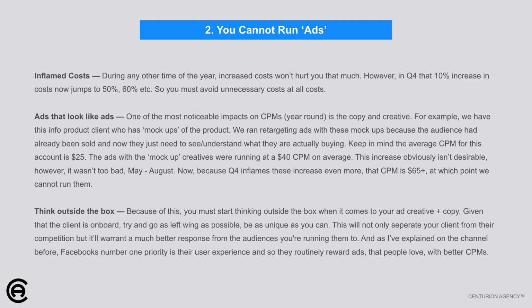Given that the client is on board, try and go as left wing as possible and be as unique as you can. Make sure the client's happy to run super left wing, unique ads. If they are on board, go ahead and leverage that as much as possible, because this will not only separate your client from the competition anyway, but it's going to warrant a much better response from the audiences you're running them to, right? And as I've explained on the channel before, Facebook's number one priority is their user experience, and so they routinely reward ads that people love with better CPMs.